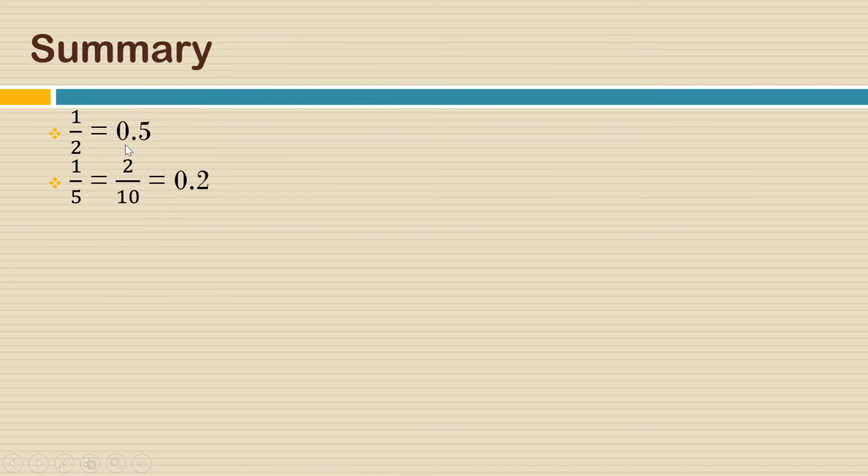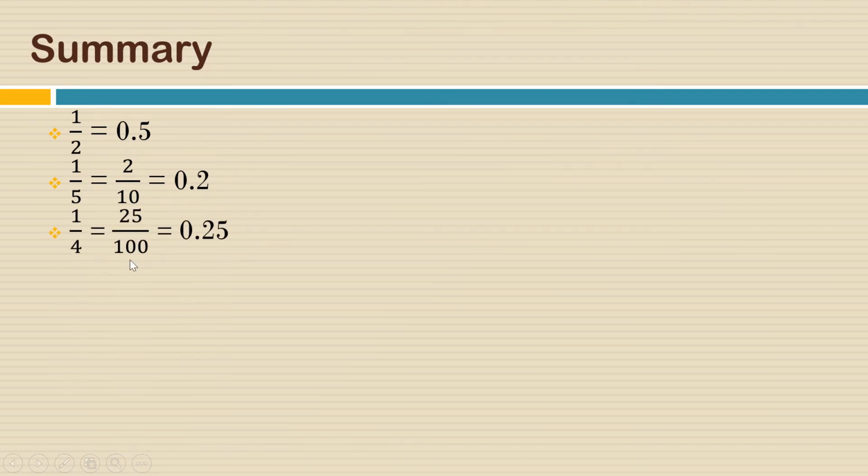1 by 2 equal to 0.5. The denominator is 2. The decimal number is 0.5. 1 by 5. The denominator is 5. The decimal number has one digit after the decimal.